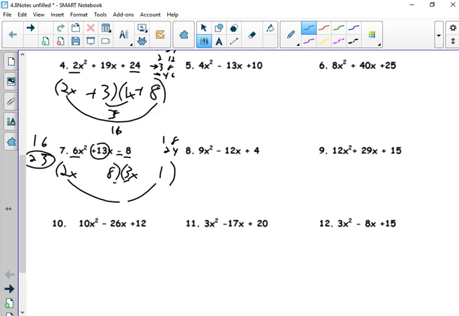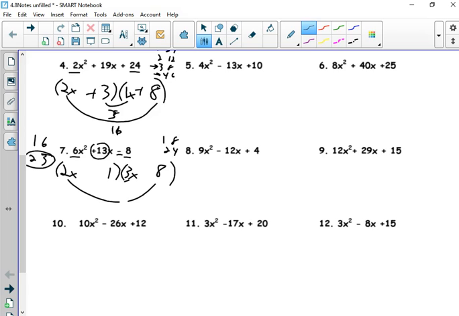8 times 3 is 24. 2 times 1 is 2. Well, shoot. That didn't work either. So I'm going to try 1 and 8. And here's the bad news. If 1 and 8 doesn't work, I have to start back over with 1 and 6. And that's just the way it goes sometimes.